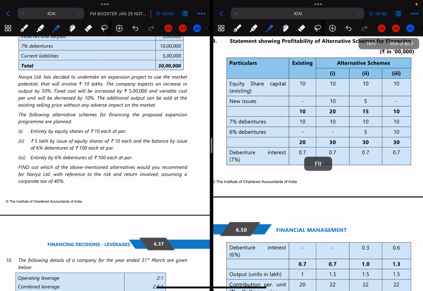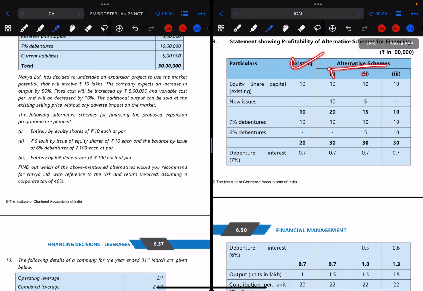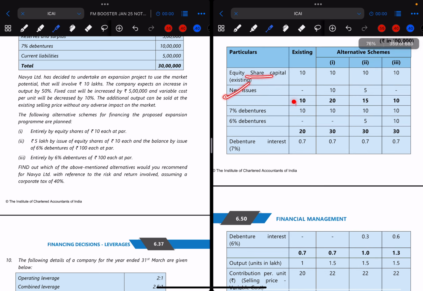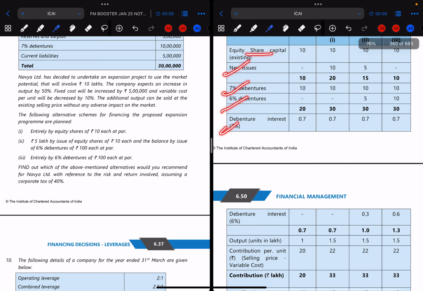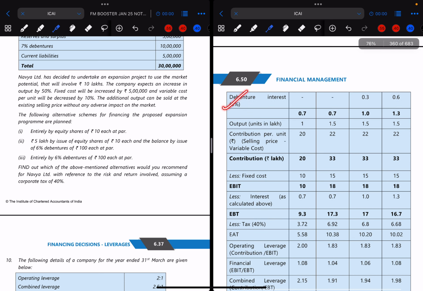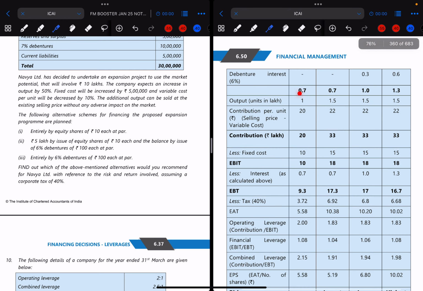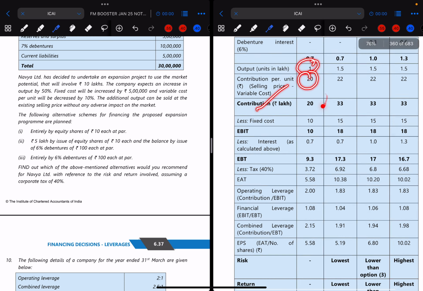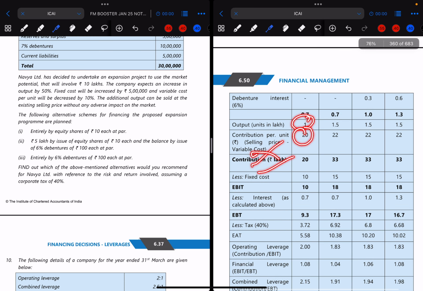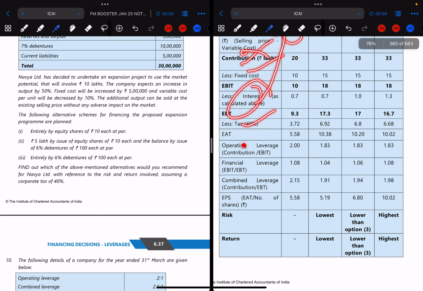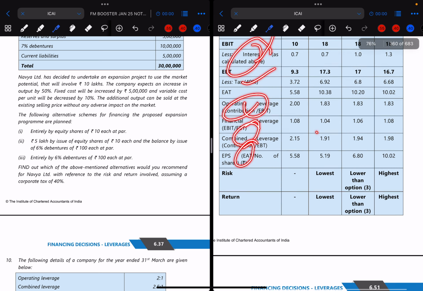Go for the existing one and the 3 alternatives, 1, 2, 3. Existing share plus new share, debentures, if there is a new debenture, the interest is new, and you just have to find the total. Then with output and selling price, you'll get contribution, fixed cost, and later interest, which you have already calculated above. The tax is simple, and you can already put it in a formula.